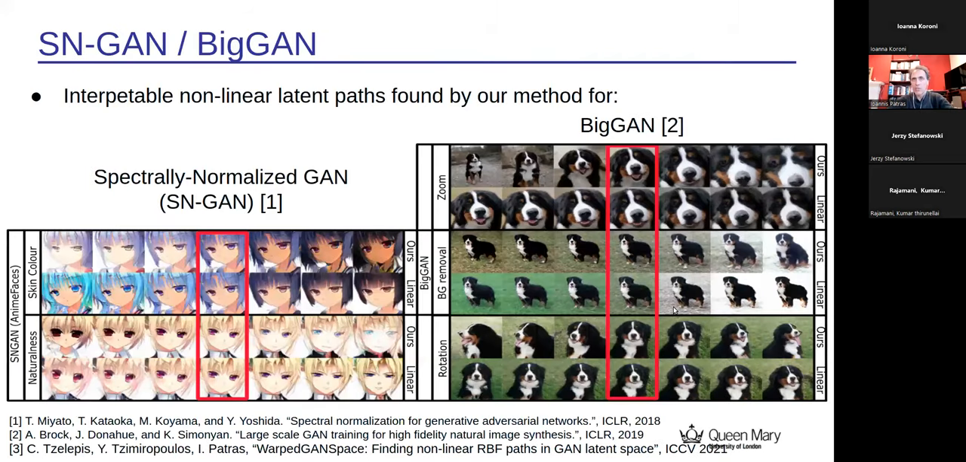This is something that we verified in many different GANs and with many different generators, and some of the results are shown here. We have found paths that, starting from the images in the middle, control attributes such as the skin color or the naturalness of the generated images. In the case of dogs, they control factors such as zoom, or remove background, or attributes such as the pose of the dog.